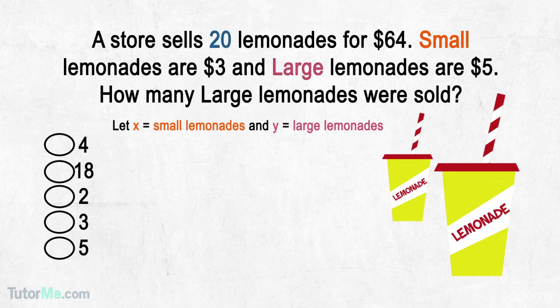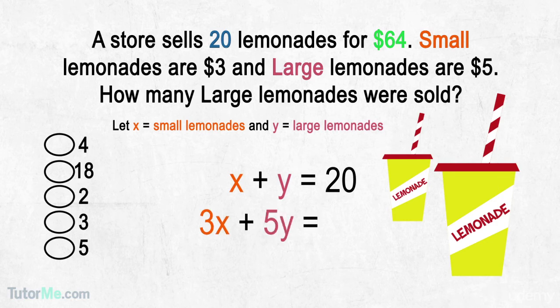We know that 20 lemonades were sold total, so we can set up the equation x plus y equals 20. And we know that $64 total were earned, so we can also set up the equation 3x plus 5y equals 64. The question asks for how many large lemonades were sold, so we'll be solving for y. Let's solve by substitution by isolating the x. All we have to do is subtract y from both sides, and we're left with x equals 20 minus y.